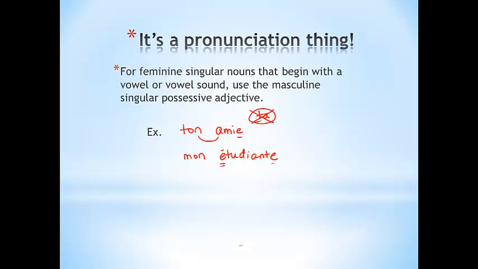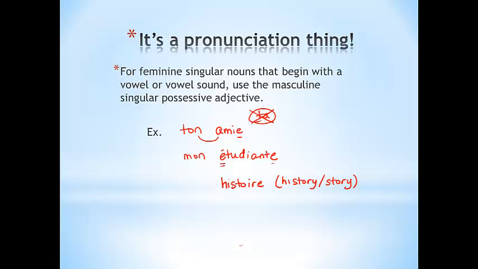So this last example I'm going to give you is when you have that vowel sound. Okay? So we want to say her story. Okay? You may say, well, I don't know the word for story. Well, you do. You've just learned it in a different way. Okay? Story is histoire. Okay? You've learned it as history, but it can also mean story.